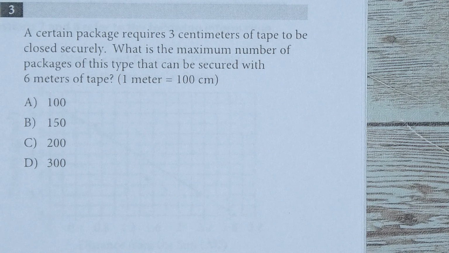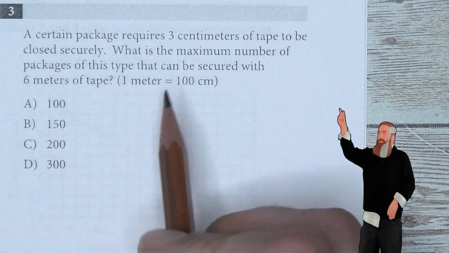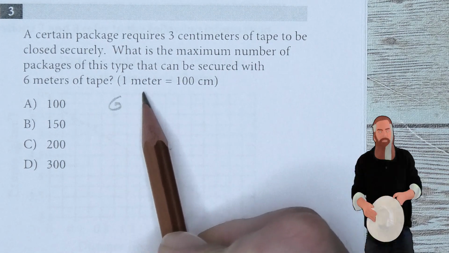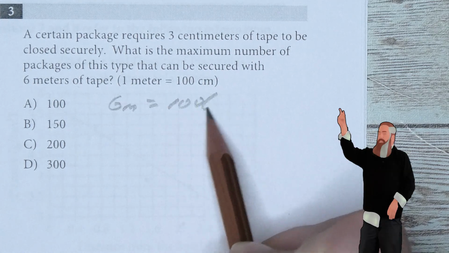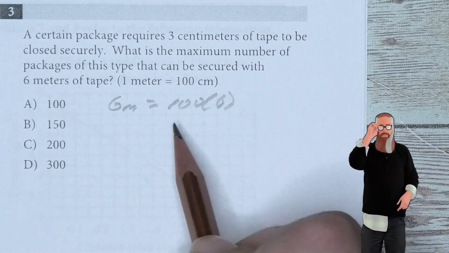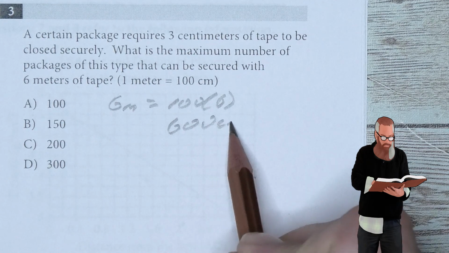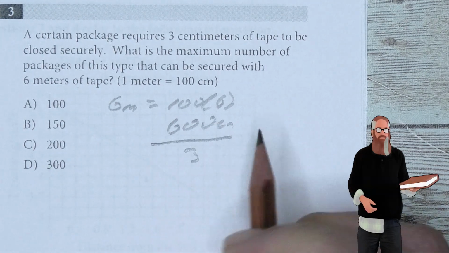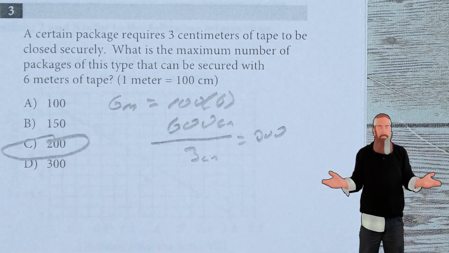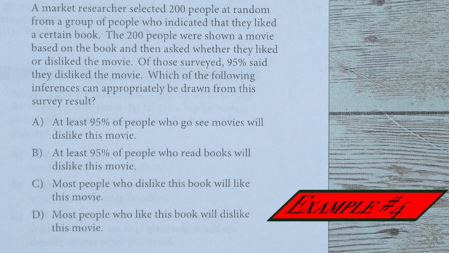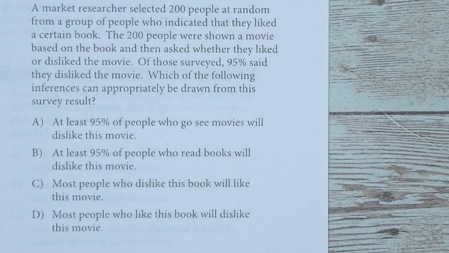A certain package requires 3 centimeters of tape to be closed securely. What is the maximum number of packages of this type that can be secured with 6 meters of tape? Remember that 1 meter is equal to 100 centimeters. Now we have 6 meters of tape, which would be equal to 100 times 6 centimeters, or 600 centimeters. Now we're going to divide this by 3 centimeters to get 200 packages. C is the answer.